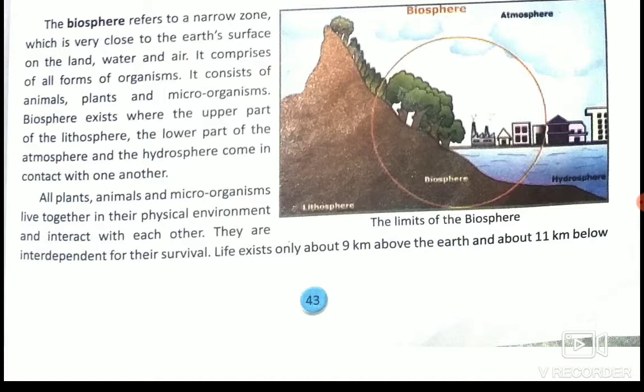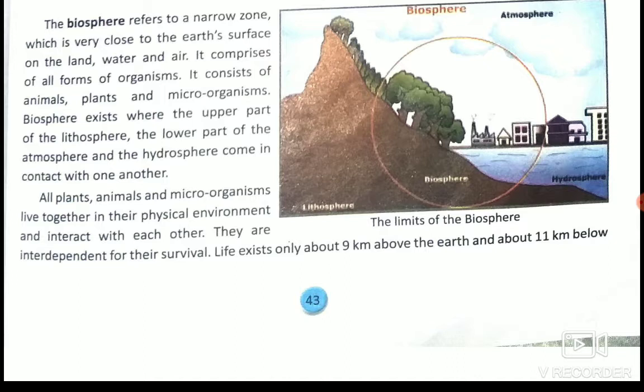And it comprises different forms of organisms, not only plants and animals but also microorganisms, those organisms which can be seen with the help of microscopes. That's why they are called microorganisms.